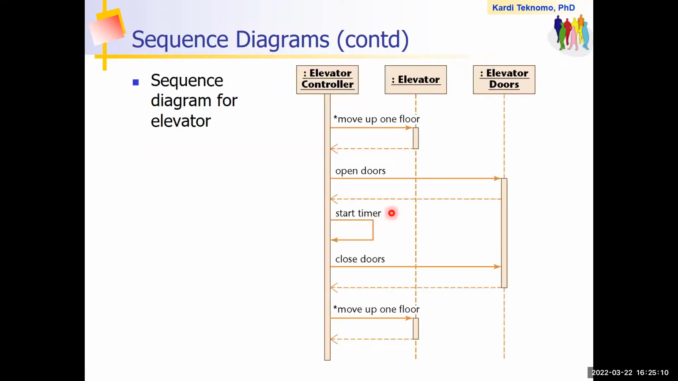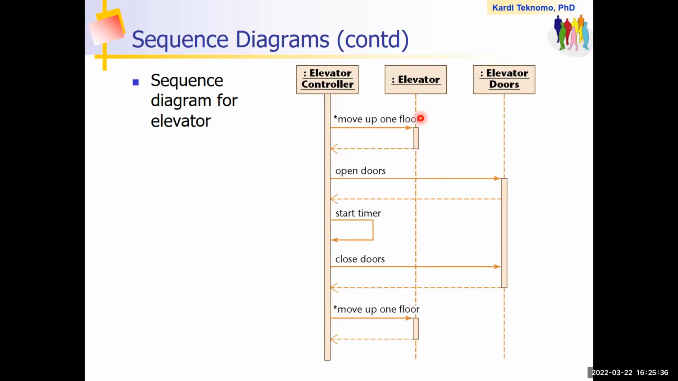In this example, say you have an elevator controller and an elevator door, right? The elevator controller will move up one floor, but there is a star there. That means not just one floor. It can go beyond one floor because of the star here. Can you see it?